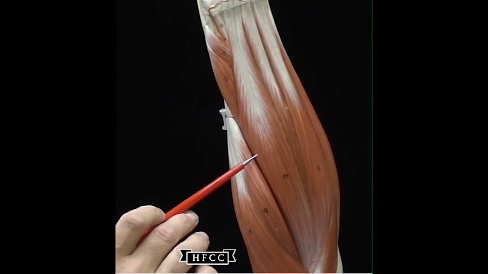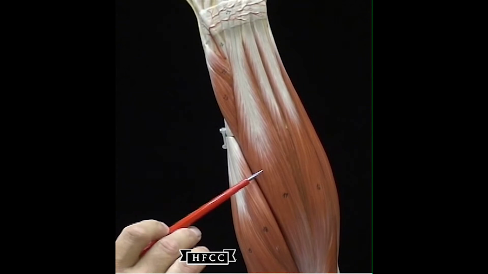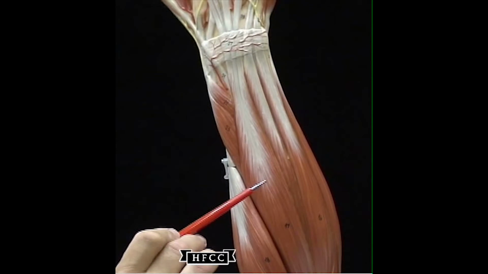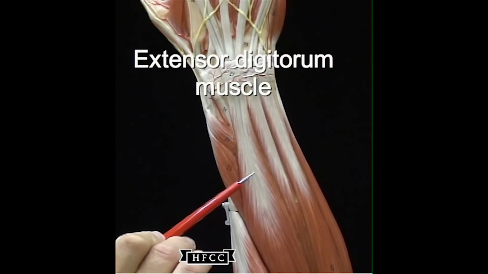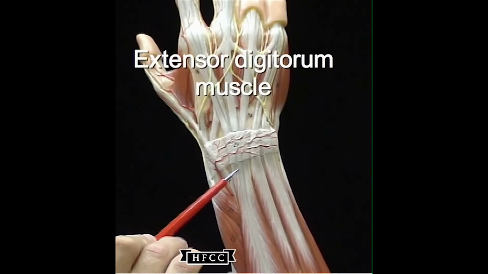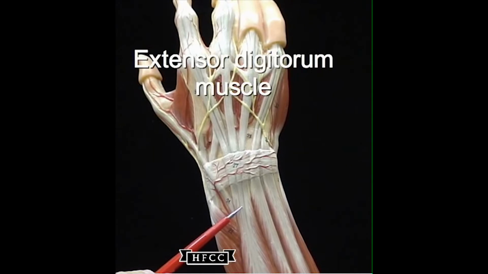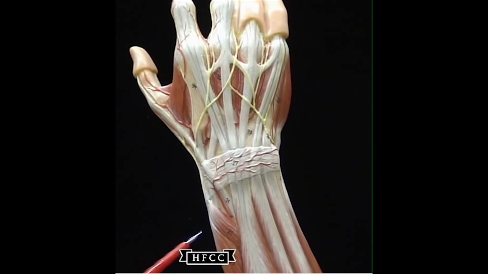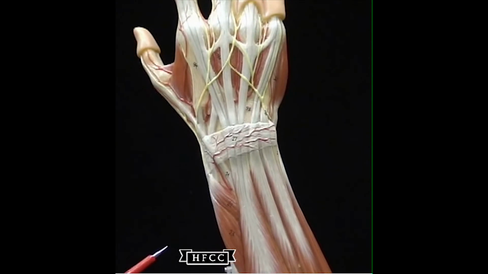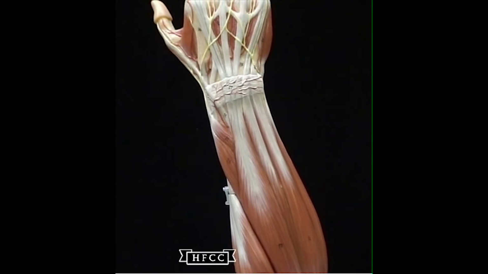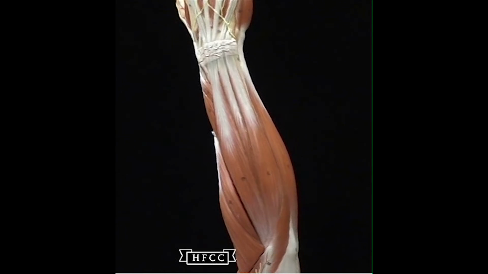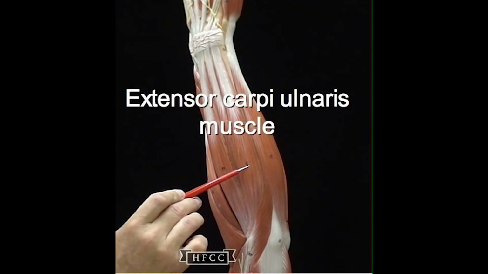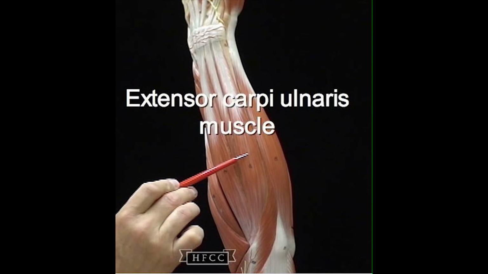On the posterior aspect of the lower arm here, we have extensor muscles. Here we see the very large extensor digitorum muscle. As you follow it up, you'll see it gets its namesake because it extends many different tendons from it. Next to the extensor digitorum, we have the extensor carpi ulnaris.